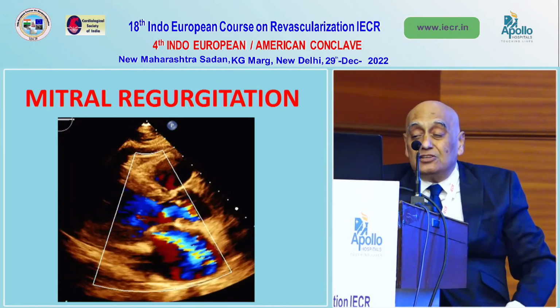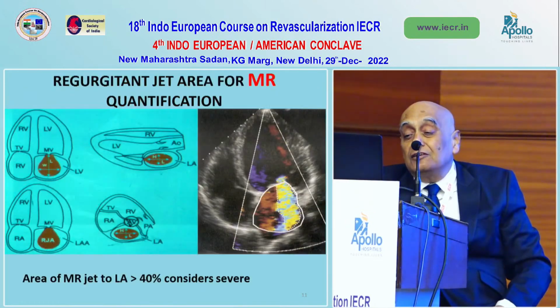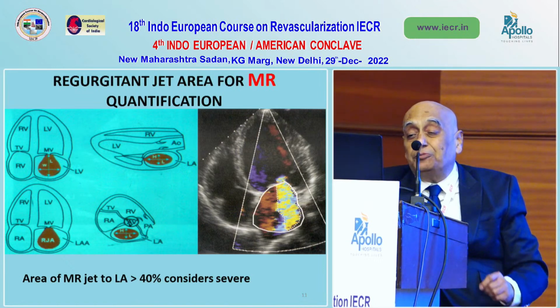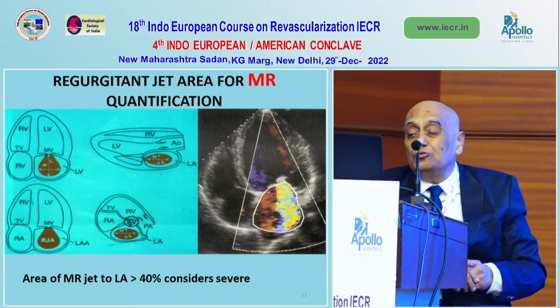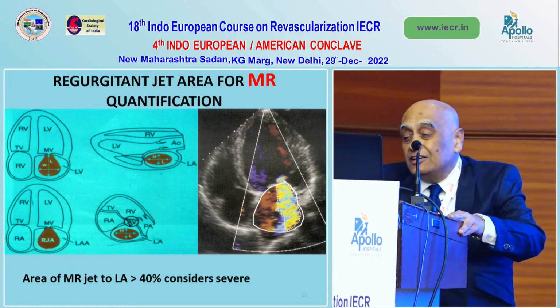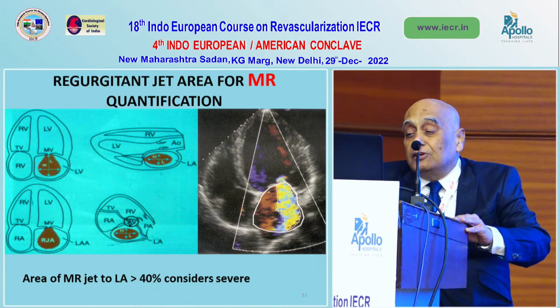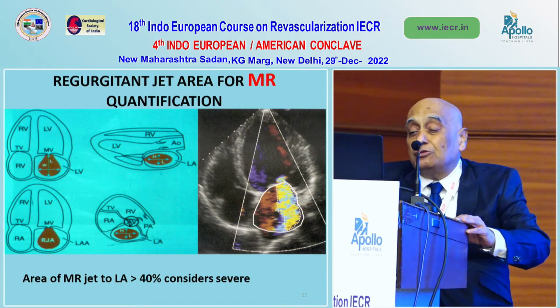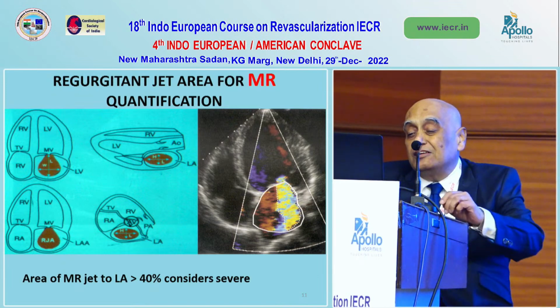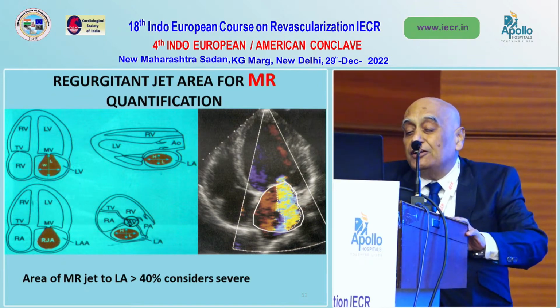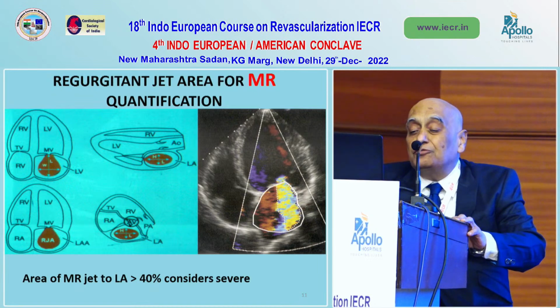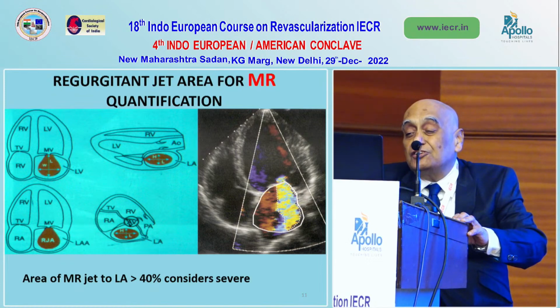Now you can compute the severity of this by multiple methods, and the most common method that we have been using over the last several decades is to planimeter the regurgitant jet area in whichever view we get the best and compare it with the left atrial area. If the MR jet area is more than 40% of the LA area, then it is considered severe.